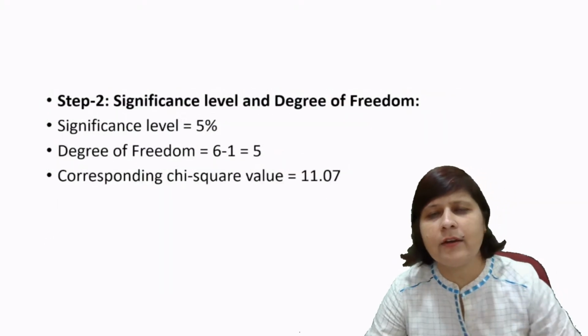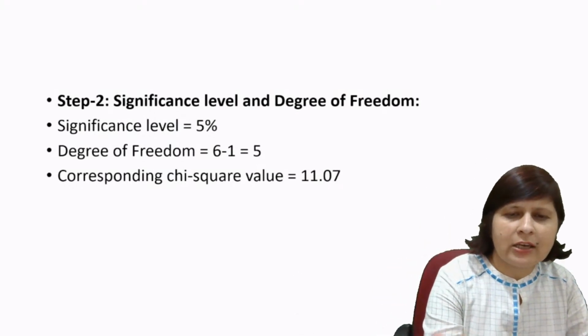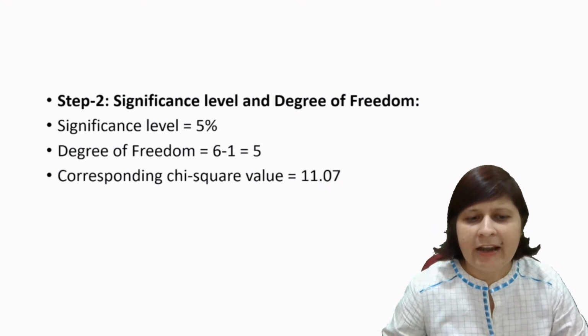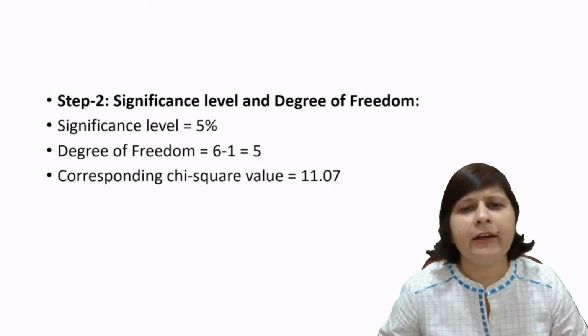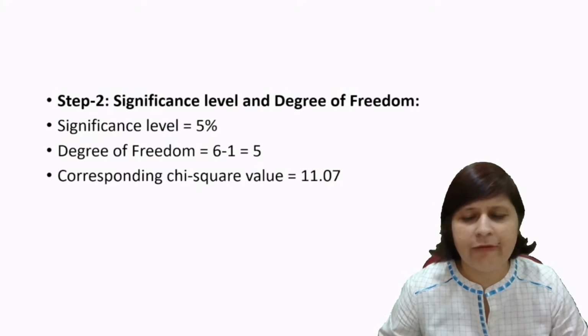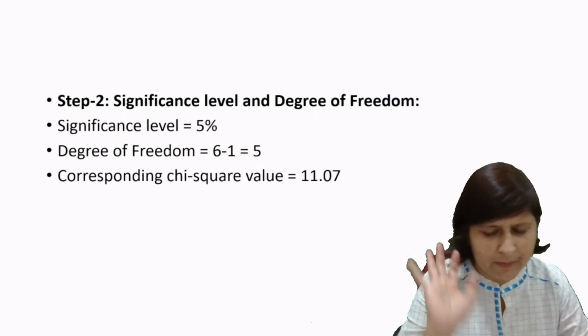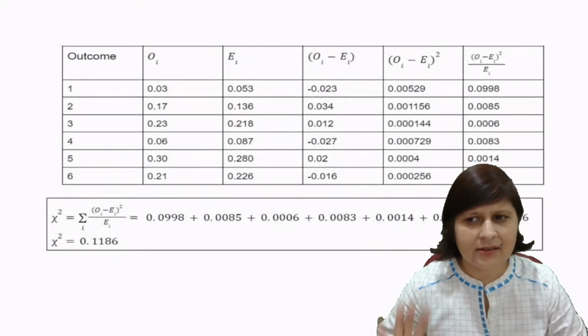The corresponding chi-square value is 11.07. I have written it there. You have to check it in a chi-square table. At the 95% confidence level, or 5% significance level, the chi-square value at degree of freedom 5 is 11.07. I mentioned it here. Otherwise, you can check it from the chi-square table.